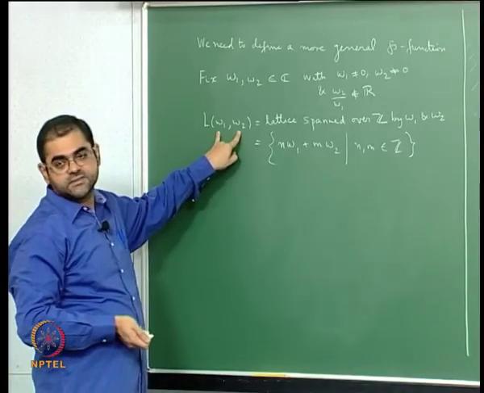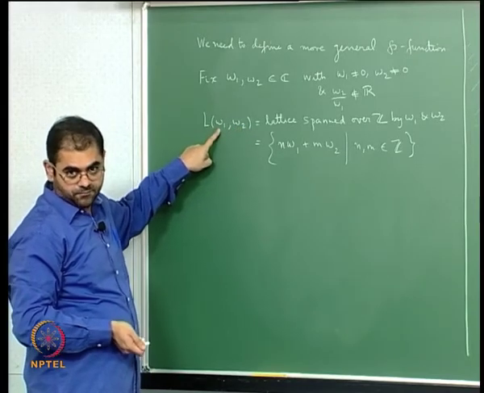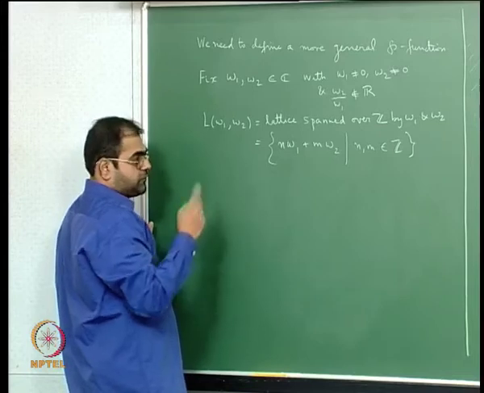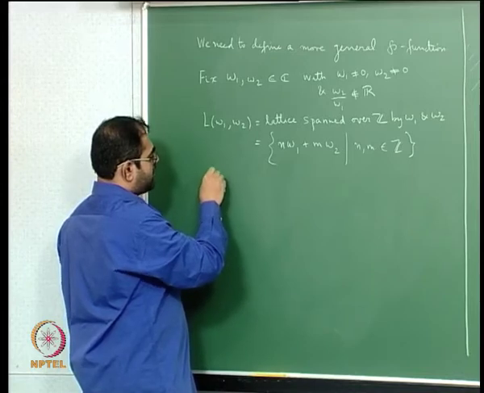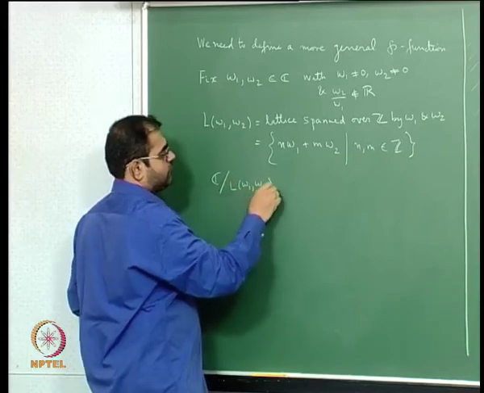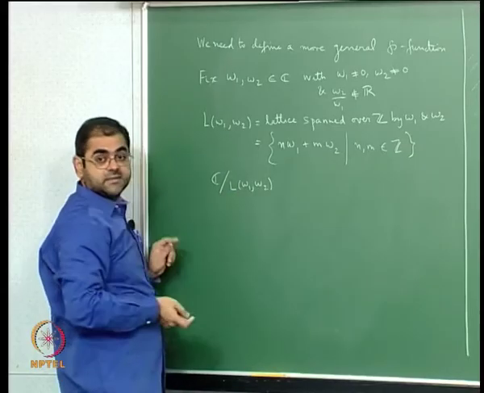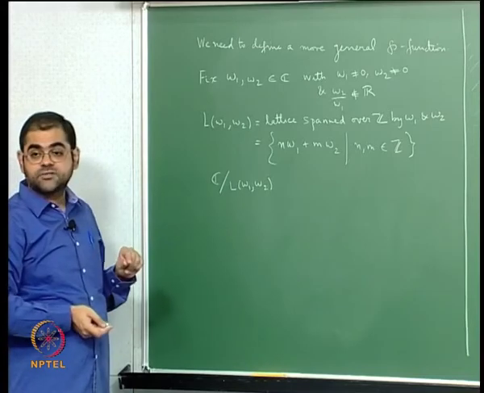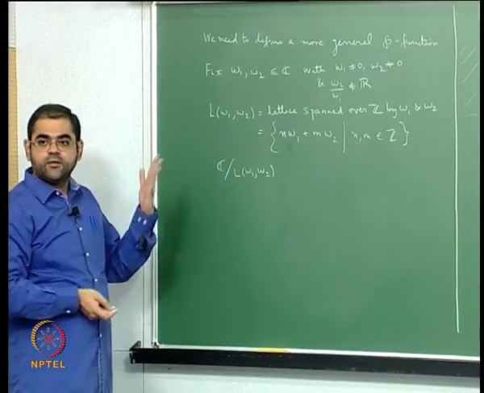But instead of taking 1 and tau, we are simply taking two complex numbers such that the ratio omega 2 by omega 1 is non-real. Now if you recall, you take the complex plane and then you go modulo this lattice. Namely you declare two complex numbers to be equivalent if they differ by an element of this lattice. In other words, you are thinking of the lattice as the group of Mobius transformations that act by translation by elements of the lattice. And then you are going modulo that group.